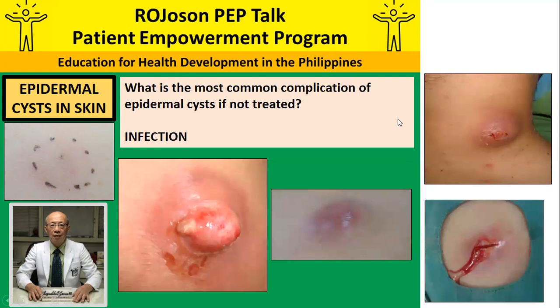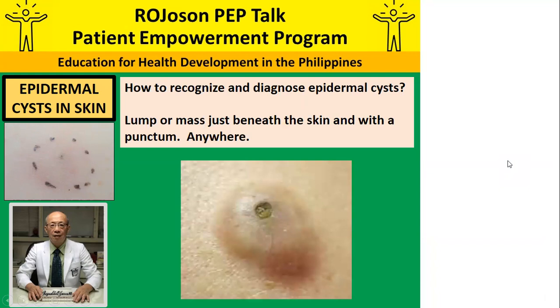What is the most common complication of epidermal cysts if not treated? Infection. Okay. Showing the redness and the swelling, and then pus exuding out. Okay. So infection.